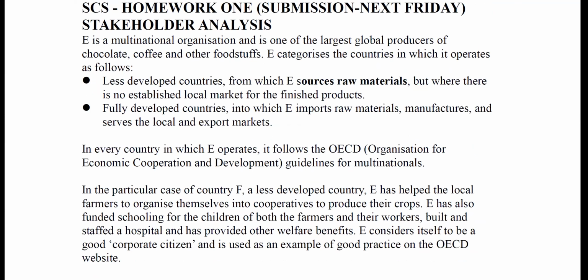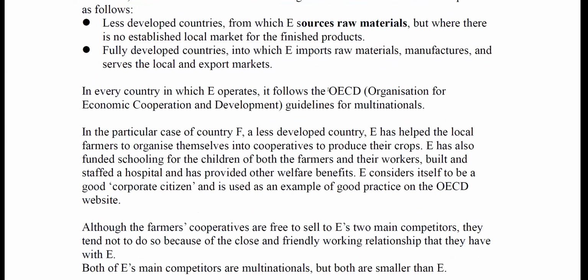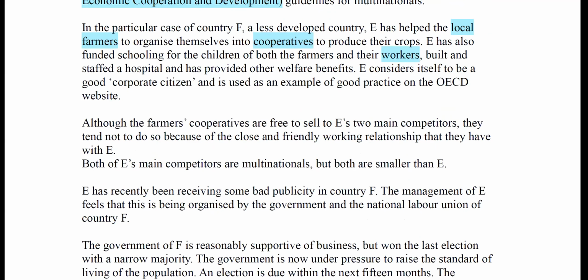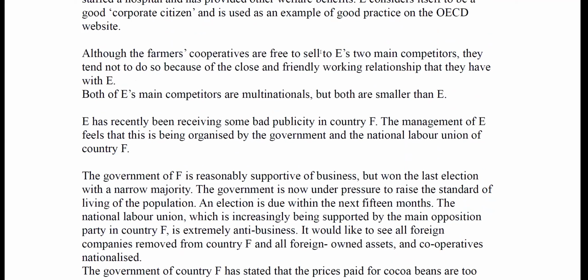The government, right? We see OECD, right? OECD is an external stakeholder. We see that in the case of country F, it has helped the local farmers, right? Local farmers. So first identify. Then they have cooperatives, which were formed by the farmers. It also has funded schooling for the children of the farmers and their workers. That means they were farm workers, right? It staffed the hospital and has provided welfare benefits to who? Farmers and their children. That means the community, right? The community was also there. Then, although the farmers' cooperatives are free to sell to the 2 main competitors, the competitors were also there, right?